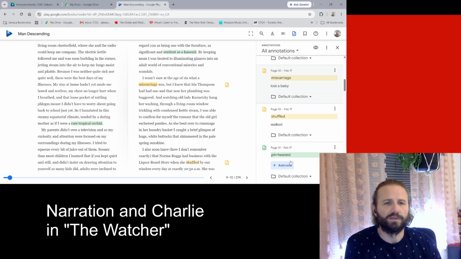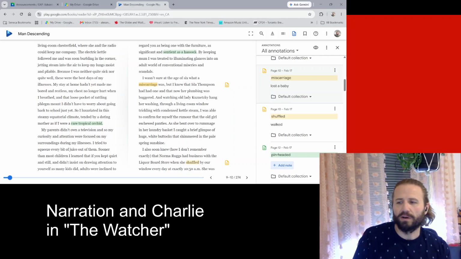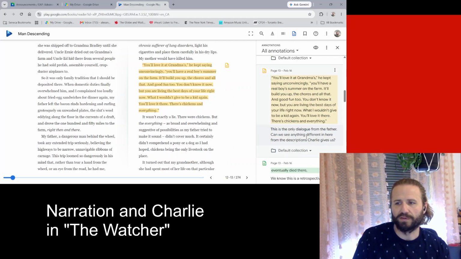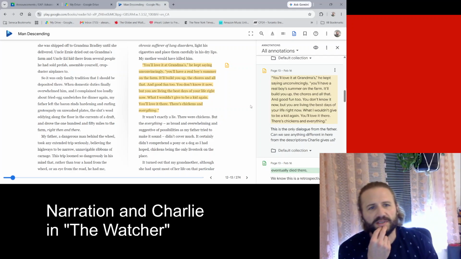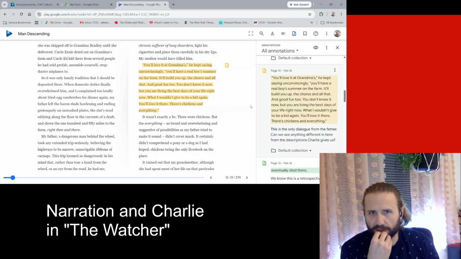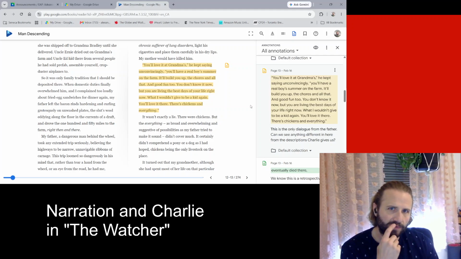Another important feature of narration is that Charlie is telling the story after the fact. There is a separation between the experiencing Charlie and the narrating Charlie. It's actually a retroactive story. He tells it from the future. And that distinction is essential.